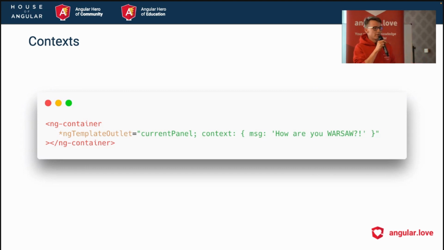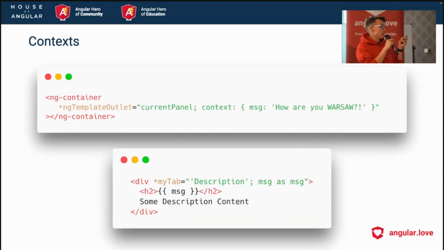It can also be taken from a property in the component. But here we have something very simple, just the message, how are you, Warsaw, and that's all. Then in the parent, we can just use this message that we passed from the component. Simply in our directive, the second part is the message as message, and this message can be displayed, interpolated, wherever we want in our parent component. Okay, so that's all.